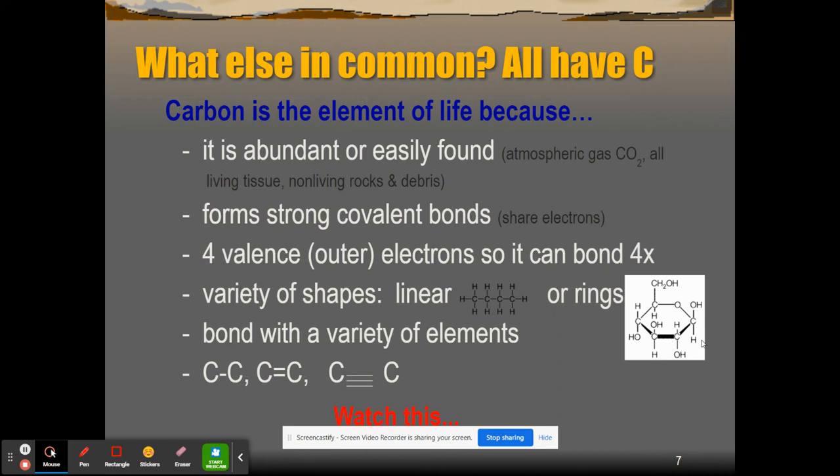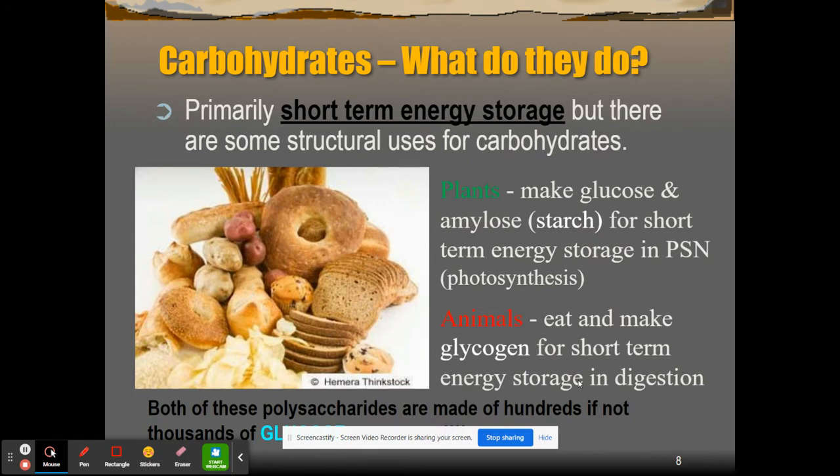Other things that they have in common, they all have a tremendous amount of carbon, and that's because carbon is a very flexible, abundant molecule. Abundant means it's easy to be found. We can find it in our gaseous atmosphere, in our solids, and dissolved in our waters around the planet. Carbon forms strong bonds, 4 of them. That's because it's got 4 valence electrons. It can make linear molecules or ring molecules, and it can bond with virtually any element. You can make a single bond, a double bond, or a triple bond, and we're not going to watch this at this time. You can if you so choose.